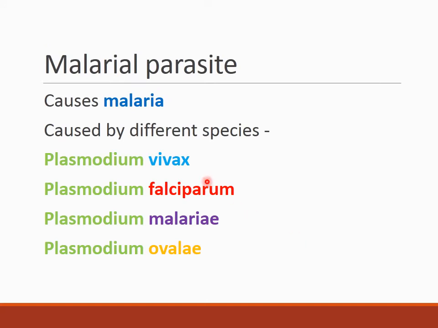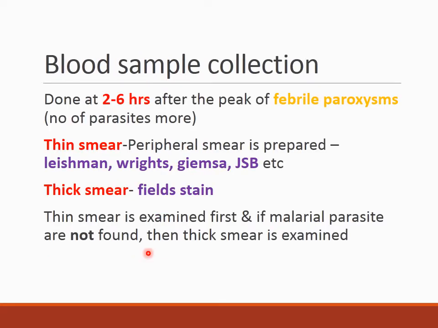Malarial parasite causes malaria, and it is caused by different species: Plasmodium vivax, Plasmodium falciparum, Plasmodium malariae, and Plasmodium ovale. Blood sample collection for detection of the malarial parasite is done at 2 to 6 hours after the peak of febrile paroxysms. That means after the fever state. Febrile paroxysm means after a session of fever, after a peak fever period. 2 to 6 hours after this, we need to collect the sample, so that during this duration there will be enough number of parasites present in the peripheral circulation.